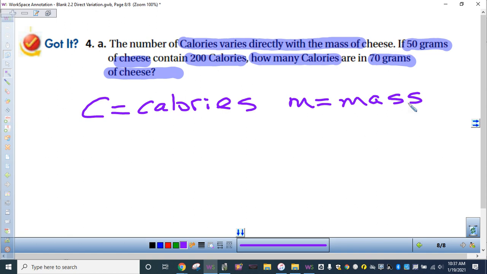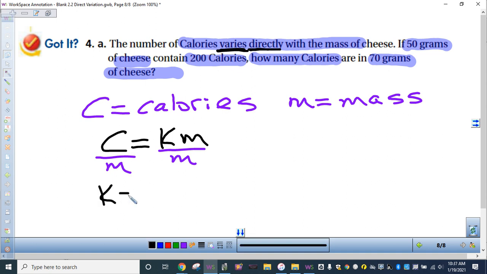So we redid step one, read, don't write. Step two, read and highlight. Step three, identify the variable. Step four, write your equation. So we get C equals K times M. Varies, remember, means K. Directly means multiply. So we want to figure out our proportions, so we solve for K. We do that by dividing M on both sides.